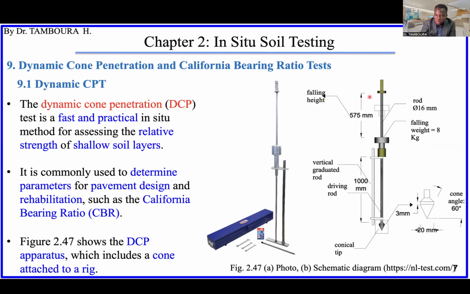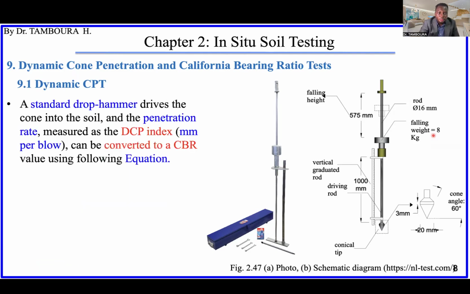And the falling height of the weight is about this many millimeters. So you can lift it because it's just about 8 kilograms. So these 8 kilograms, you can take it with your hand and drop it. Okay, manually. This test is done manually. You just drop it, and the weight dropping will drive the cone into the ground. Okay, so the standard, I was saying that already, standard drop hammer.